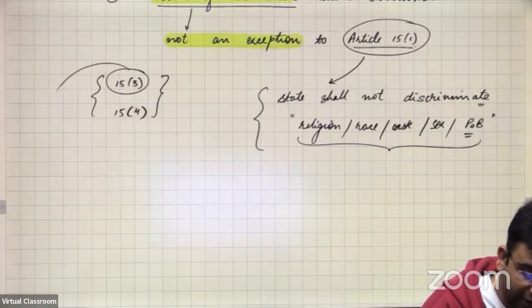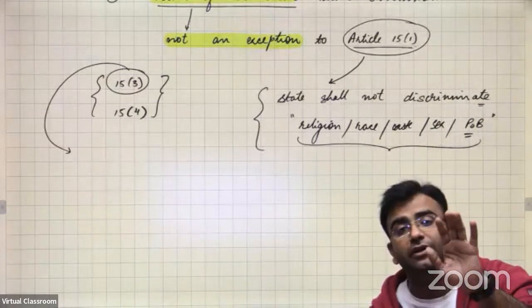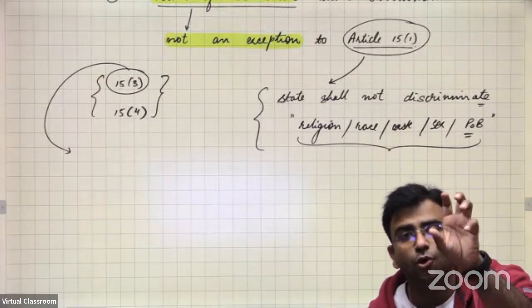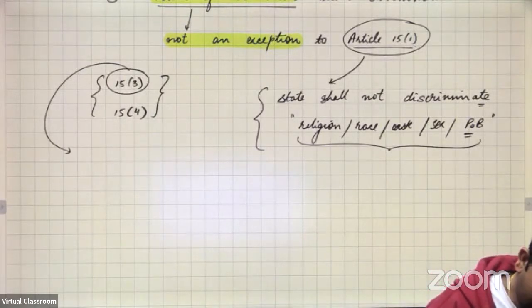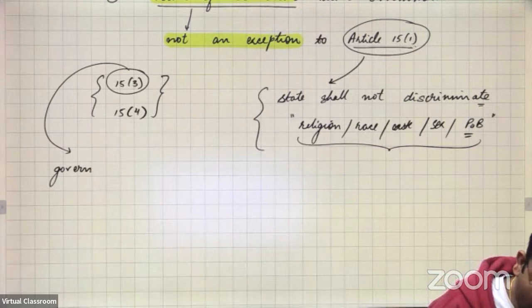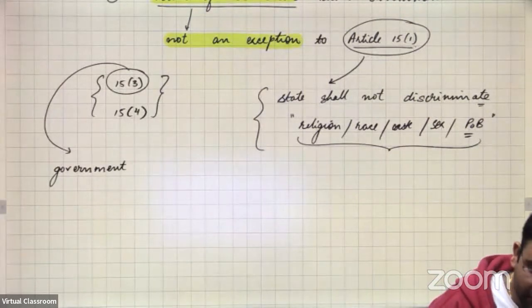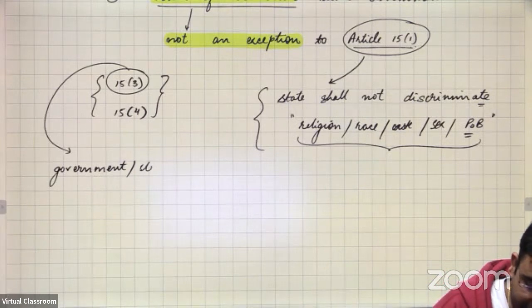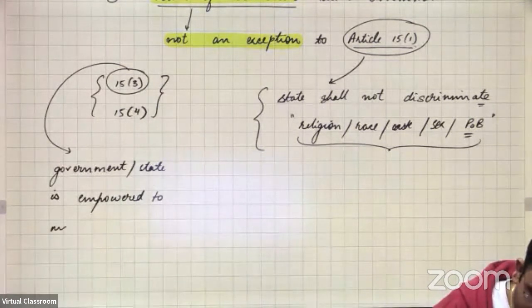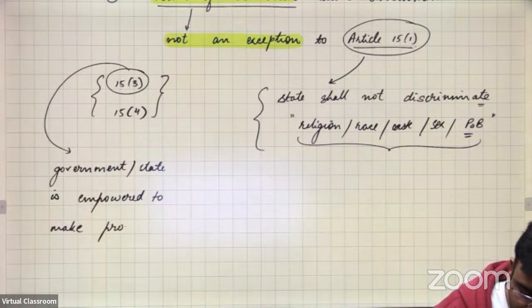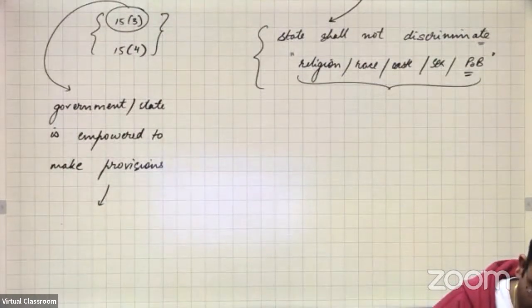Article 15(3) says that nothing in the constitution prevents the government or the state from making laws for the betterment of the children and women. All right, Article 15 clause 3 empowers the government, it empowers the state. So we can say that the state or the government is empowered to make provisions for welfare of women and children, right?